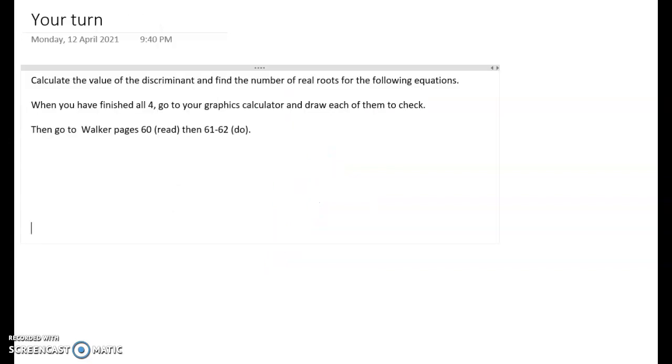Right, here are some for you to try. I'm just going to put 4 equations in here, and you can have a go at these. And then you can do the Walker workbook. First of all do these, and then go to your graphics calculator and draw each of them to check. So just go to the draw menu.